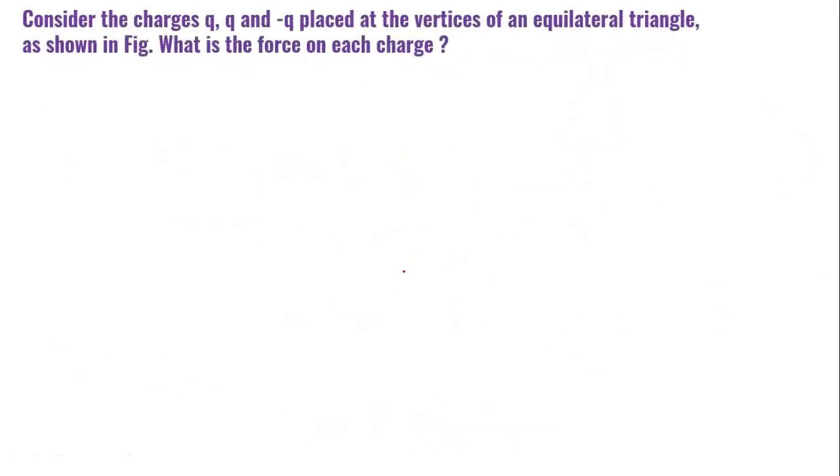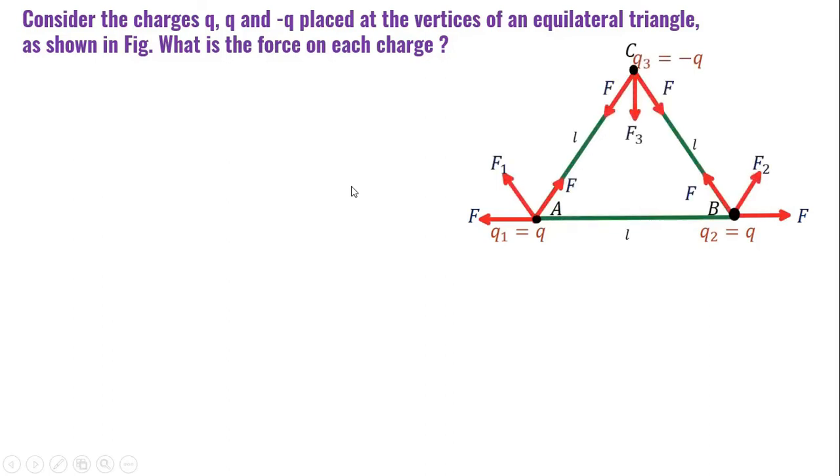Next, go for the second question. Consider the charges Q, Q and minus Q placed at the vertices of an equilateral triangle as shown in the figure. What is the force on each charge? So let us see what the figure has to say. So here we are having Q, Q, Q. That means they form an equilateral triangle. We are having A, B and C.